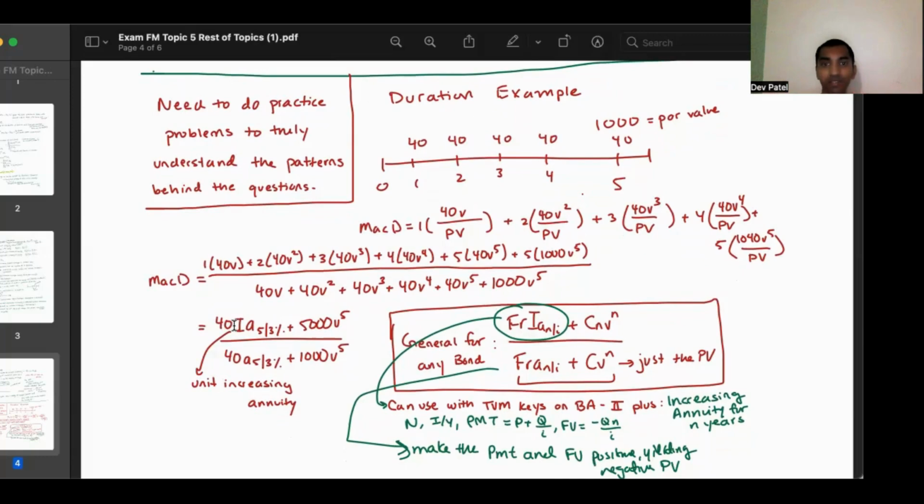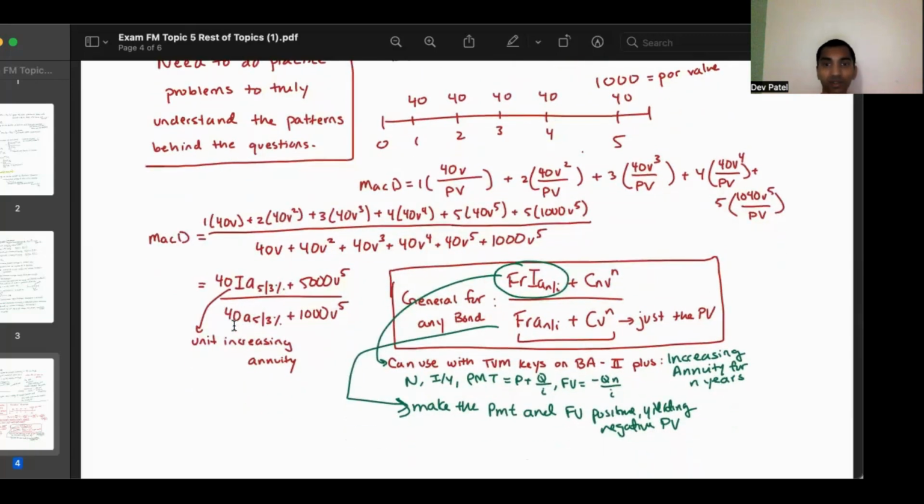we can see that the numerator is always going to have the coupon payments. So that's Fr times the unit increasing annuity. The unit increasing annuity is referring to the 1, 2, 3, 4, 5, and then we're multiplying by v, v squared, v cubed, and so on. And then plus Cv^n, which refers to that last term that doesn't really fall into the sequence itself. And then the denominator is just your typical present value of a bond.